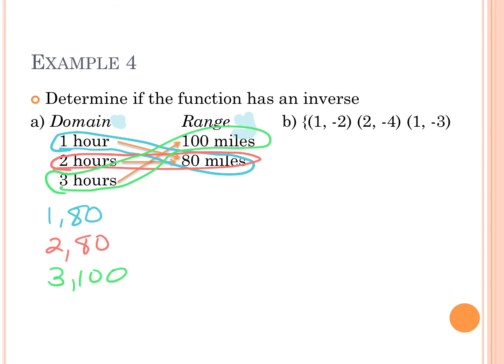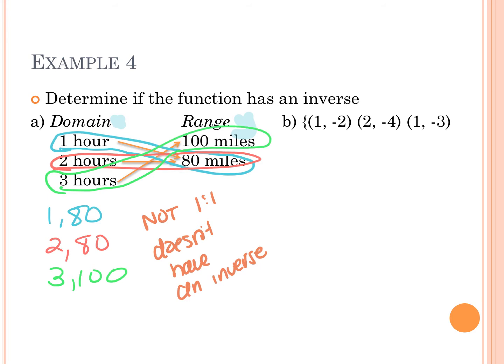So to determine if it's a function or if it has an inverse or if it's 1-to-1, because those are the same things, when I'm looking at points, what am I looking for? The y can't repeat with a different x. Does the y repeat with a different x? Yeah. This is not 1-to-1. Does not have an inverse. You can say either of those, just know they mean the same thing.